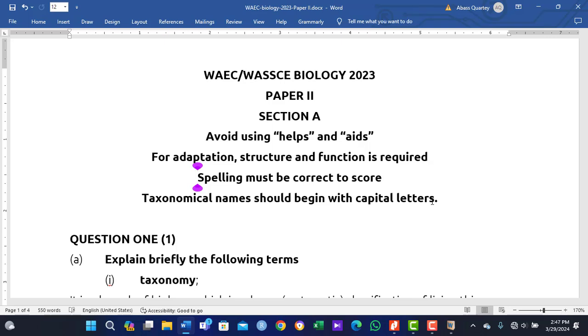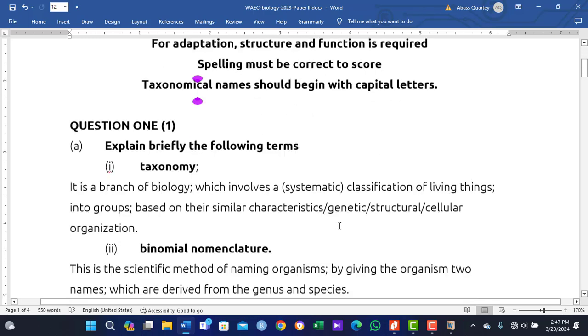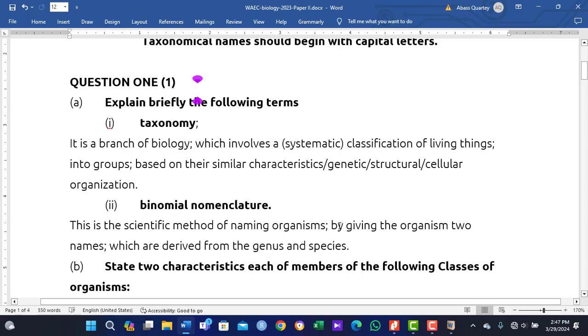So let's look at the first question. The first question was: explain briefly the following terms. One is taxonomy. It is a branch of biology which involves the classification, you can say systematic, that's okay, of living things into groups based on their similar characteristics, genetic, structural, or cellular organization. You can see that these are all strokes, so you can just end at characteristics and you'll get the mark for that.